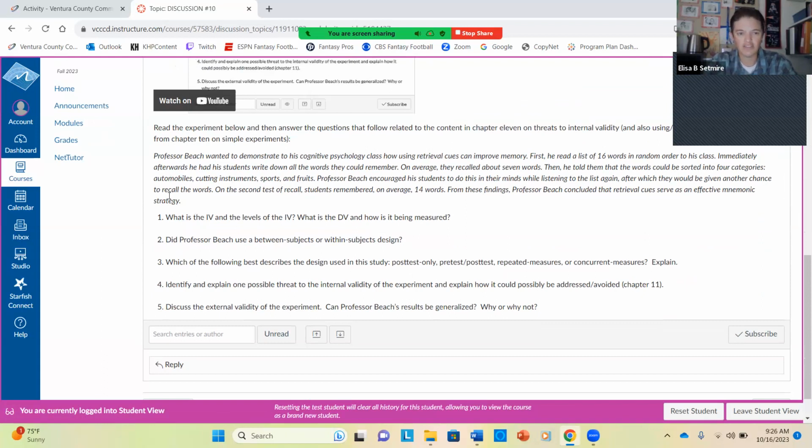You're going to look at this little experiment done by Professor Beach and then identify the independent variable and its levels or conditions. What's the dependent variable? How's it being measured? Did Professor Beach use a between subjects or within subjects design? Which of the following best describes the design used? Was it post-test only, pre-test, post-test, repeated measures, or concurrent measures? And explain. Identify and explain one possible threat to internal validity and how it could possibly be addressed.